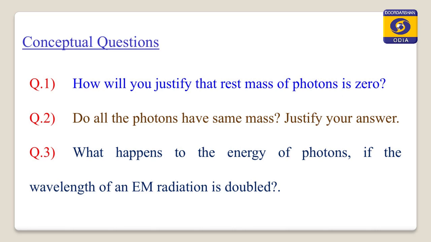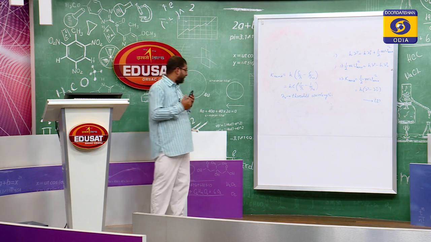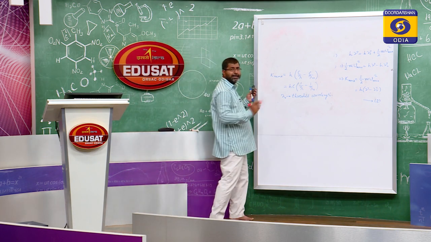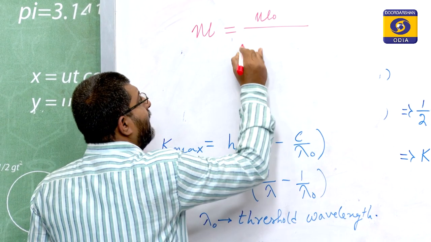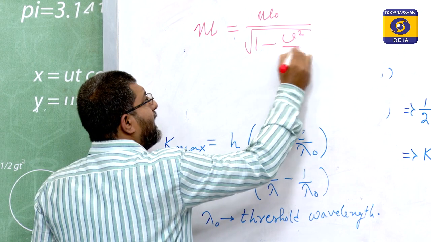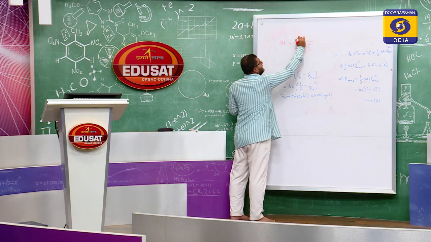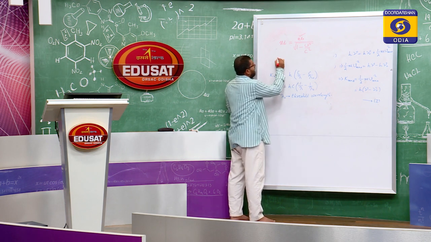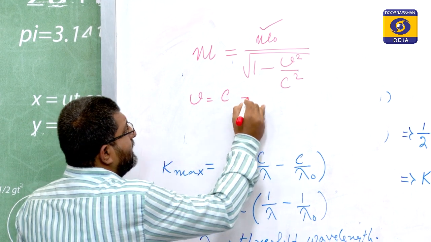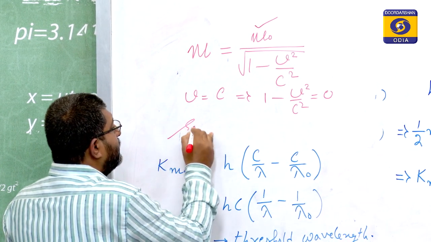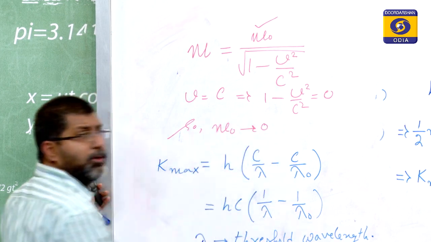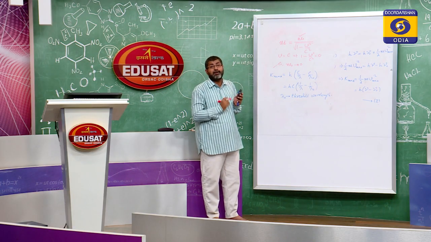With this we can discuss certain conceptual questions: how will you justify that the rest mass of a photon is 0? When something moves with the speed of light, the mass variation formula is m equal to m0 divided by the square root of 1 minus v square by c square. This m0 is the rest mass here. Now for a photon v equal to c, that implies 1 minus v square by c square equal to 0. So m0 tends to 0. So we can say that the rest mass of a photon is 0.